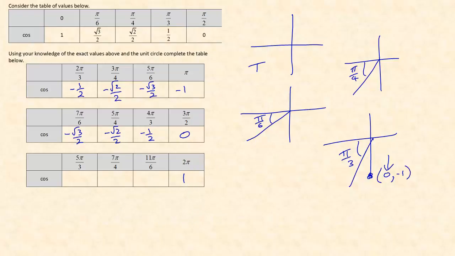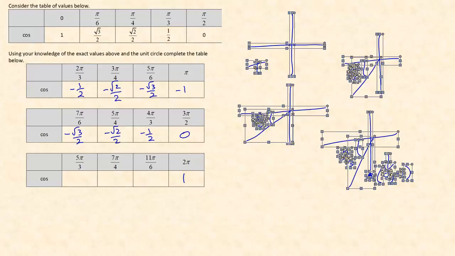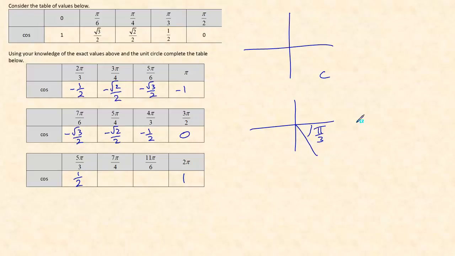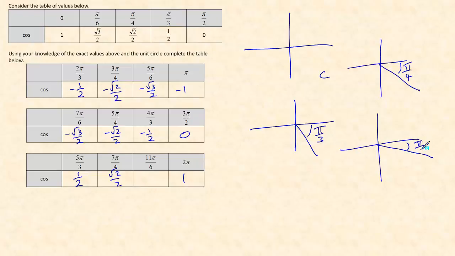And so let's just fill in the rest of the values. So we're now in the fourth quadrant, which is the C quadrant, so they're going to be positive again. So 5 pi by 3 is here, so that this angle is pi by 3. So that one's going to be half. And then 7 pi by 4 is here, so the associated acute angle is pi by 4. So that one's going to be root 2 over 2. 11 pi by 6 is here. The associated acute is pi by 6. So that one is going to be root 3 over 2, and then we're back to 1.